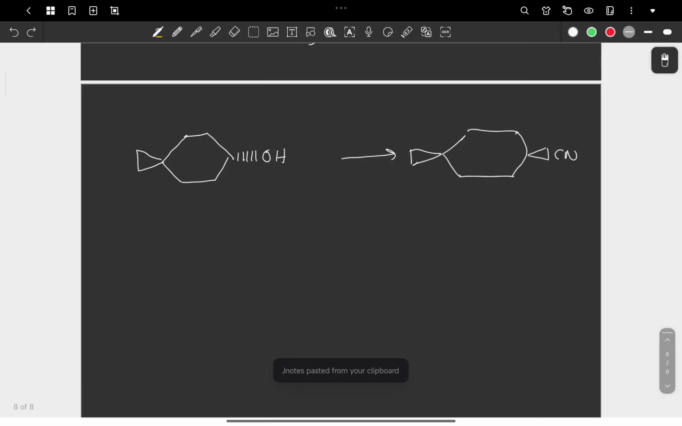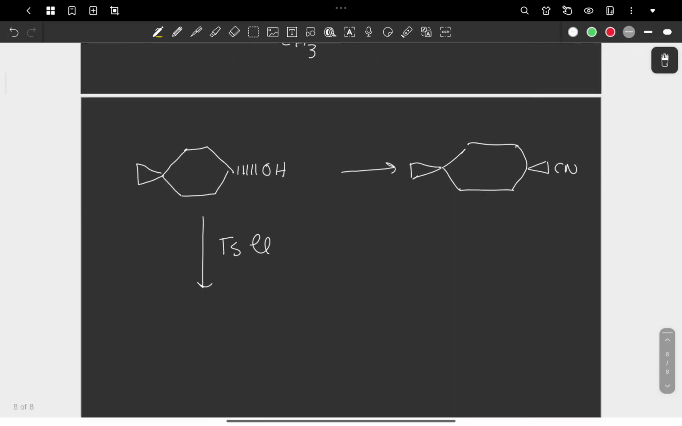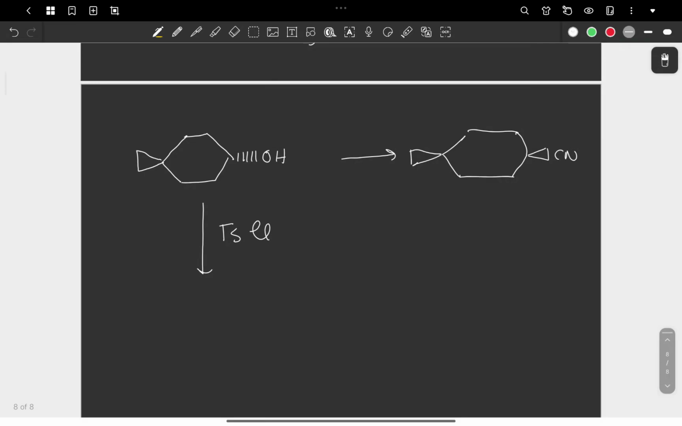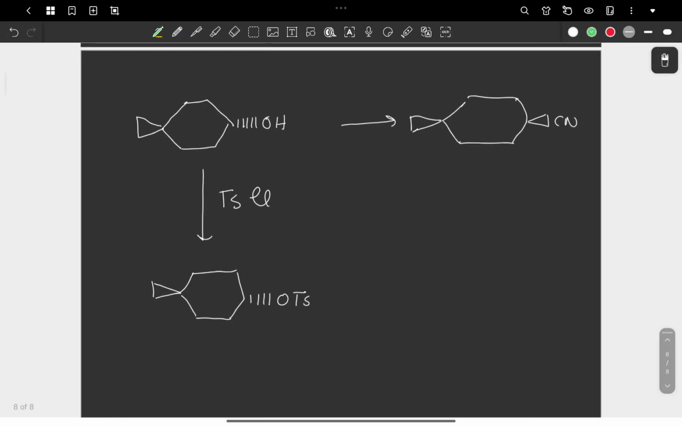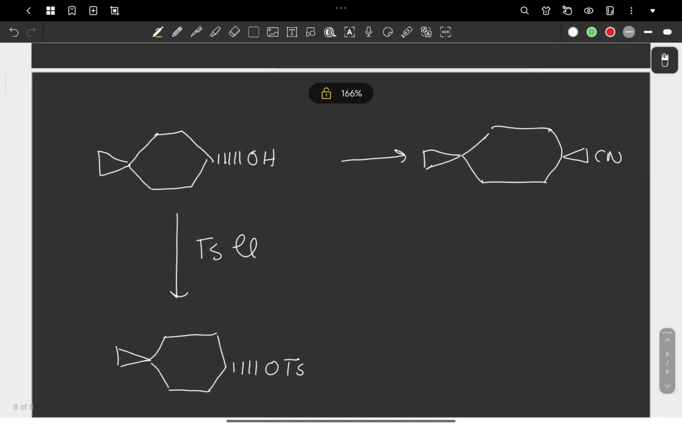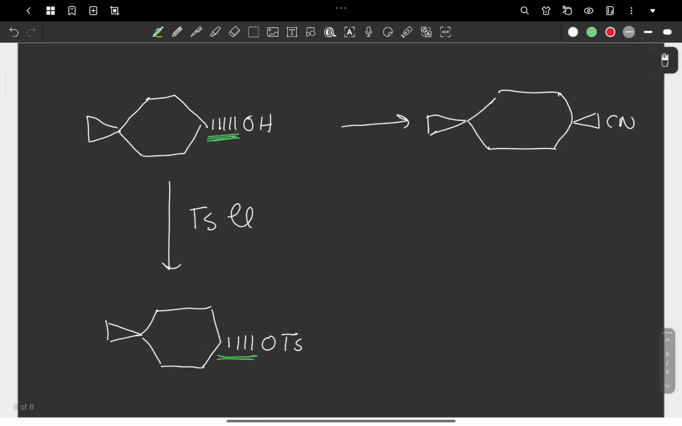So, what I can do here is react it with TsCl. If you still don't know what Ts is, I just showed you. This is Ts when Z is equal to toluene. Once you react it with TsCl, the compound gets repeated, but instead of the acidic H atom that was there before, we have a newly formed OTs. This OTs group is a good leaving group, and as you see, this bond was never broken. So currently there is no change in the stereochemistry of the molecule.